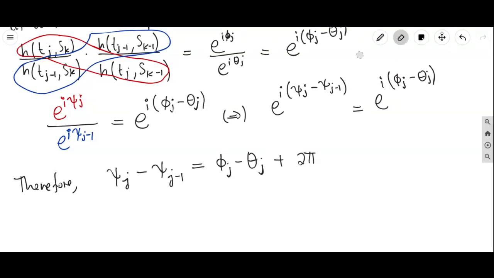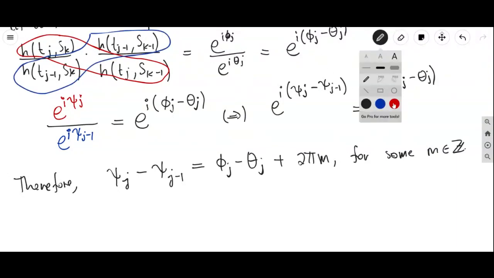How should we call that integer? We have not used the letter m, so let's use the letter m for some integer m. We cannot use n because n was the size of our partition. That's where the n came from. And here is the main observation.